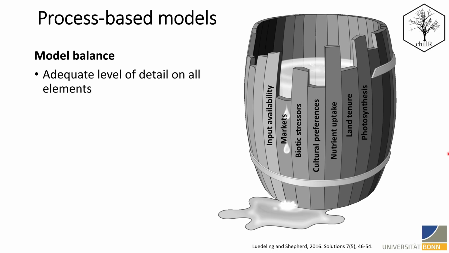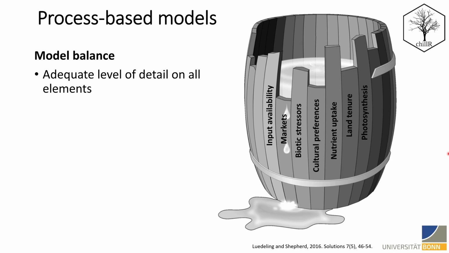This is the way I like illustrating that situation. You may have seen this barrel before. It's Liebig's barrel. It's usually used to illustrate the concept of essential plant nutrients. So in plant nutrition classes, you may have already come across this. But you can also use it to illustrate model usefulness. Model usefulness is the water that's in this barrel. And the different staves of the barrel represent different aspects that should be included in an agricultural model of plant production. There's the nutrient uptake, the cultural preferences possibly of the farmer, the land tenure regime, the photosynthesis, and all kinds of different aspects.